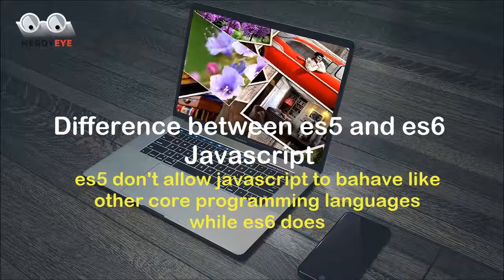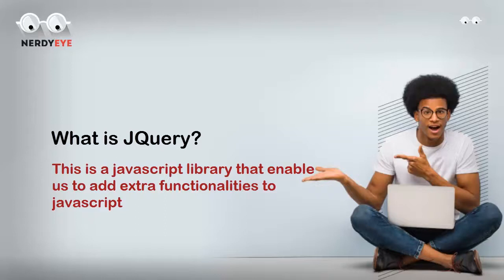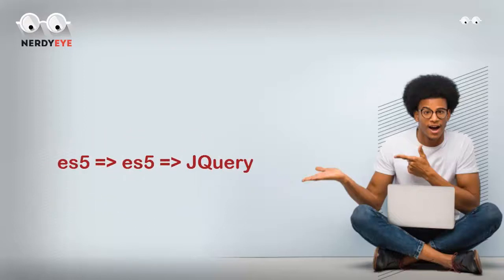By this time you should be thinking of learning jQuery. So what then is jQuery? jQuery is a library of JavaScript that allows you, the web developer, to add extra functionalities to JavaScript. Let's assume originally JavaScript cannot laugh. With jQuery, you can make JavaScript laugh. So by this time, you should have learned ES5, ES6, and jQuery.